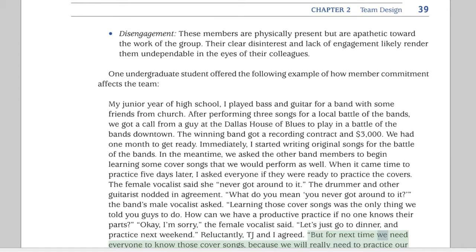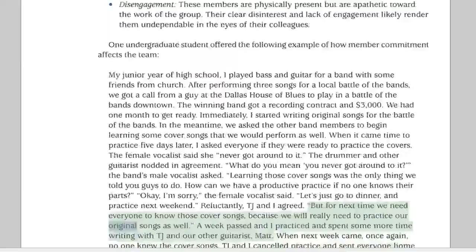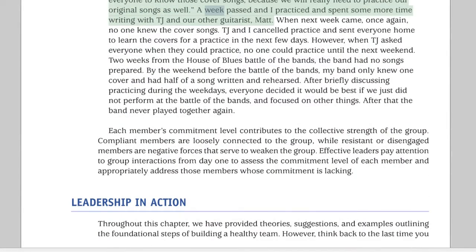"But for next time we need everyone to know those cover songs, because we will really need to practice our original songs as well." A week passed and I practiced and spent some more time writing with TJ and our other guitarist, Matt. When next week came, once again, no one knew the cover songs. TJ and I canceled practice and sent everyone home to learn the covers for a practice in the next few days. However, when TJ asked everyone when they could practice, no one could practice until the next weekend.